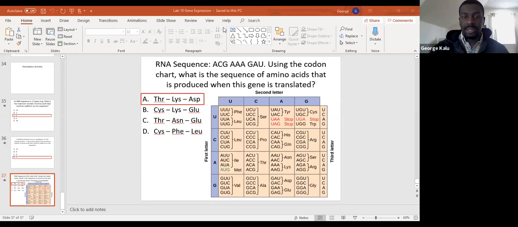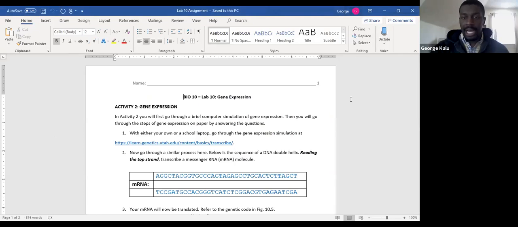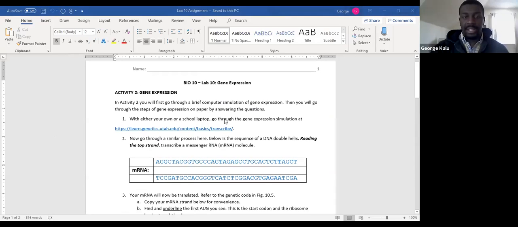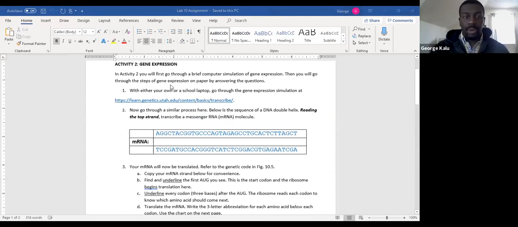This lab is going to be relatively short. This one I pulled straight out of the lab manual, okay? And we're just going to be doing activity 2. The first thing you're going to do is look at this website. That was the website where we just did that transcription and translation simulation.